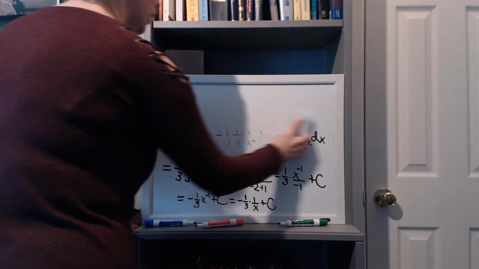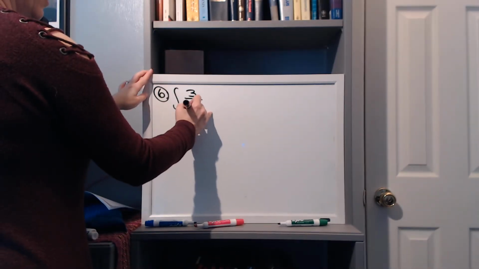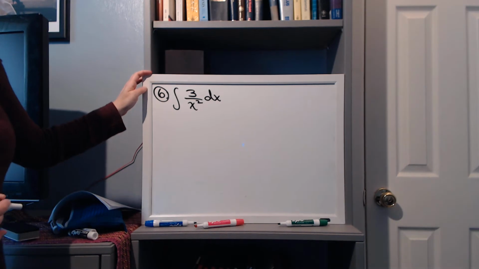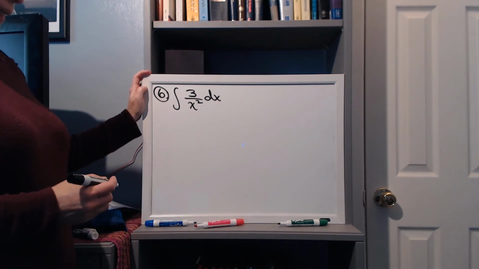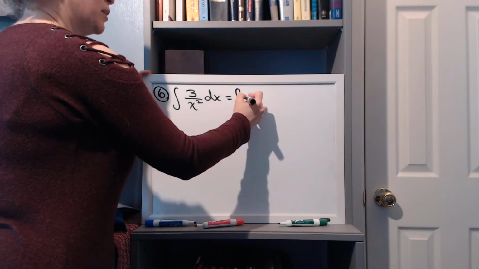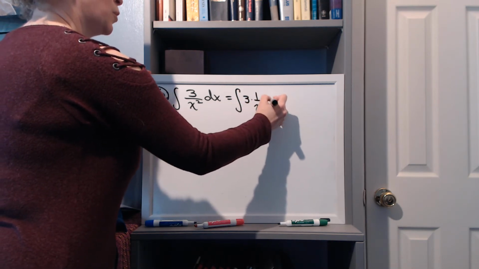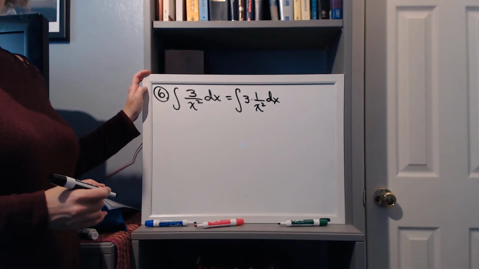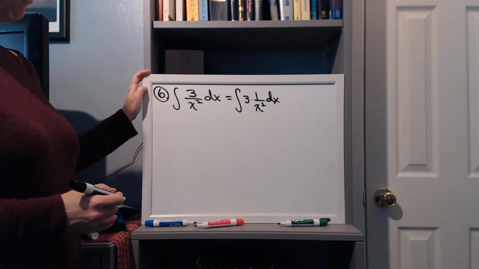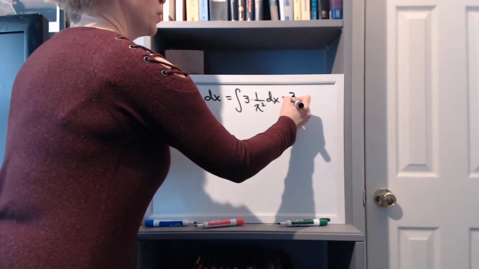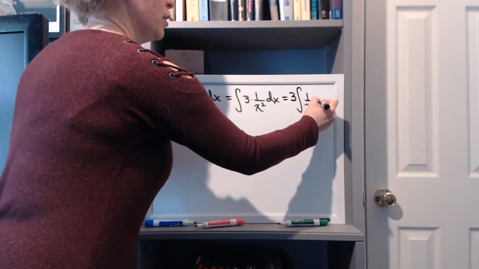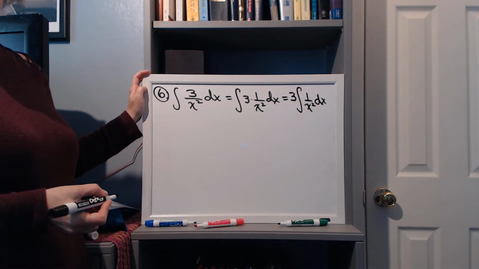Okay, so we are ready for number 6. All right, number 6. We have the integral of 3 over x squared dx. And this looks very similar to the problem we just did, but it's not quite the same. I'm going to start out again by using the constant multiple rule to pull the constant out front, but before I do that, I'm going to rewrite 3 over x squared as 3 times 1 over x squared. And then we can pull the 3 out using the constant multiple rule for integrals, and we'll get 3 times the integral of 1 over x squared dx.